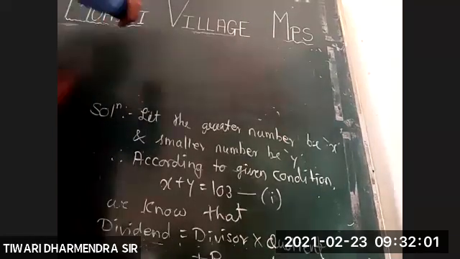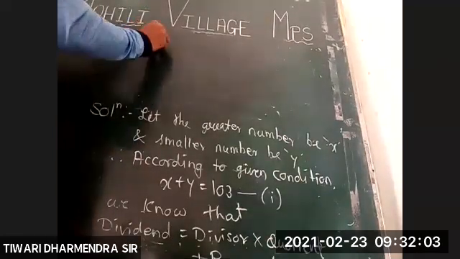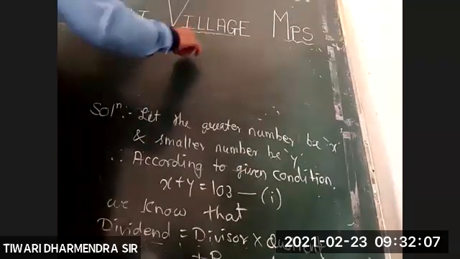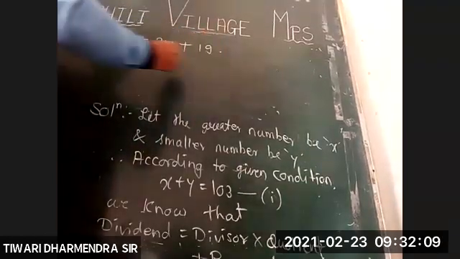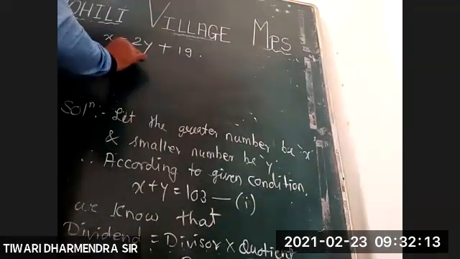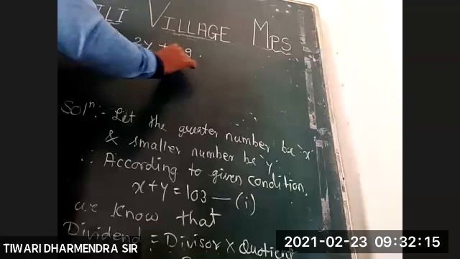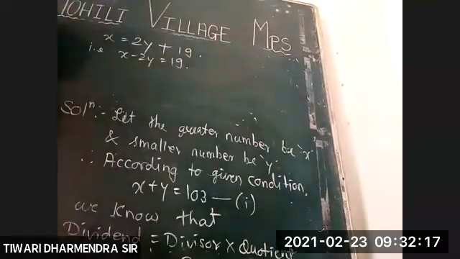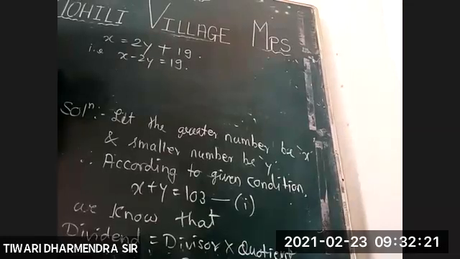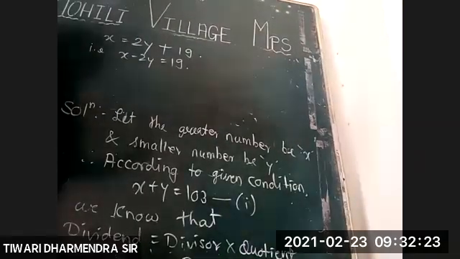If the greater number x is divided by the smaller number y, the quotient is 2 and the remainder is 19. That is, x minus 2y is equal to 19. This is my equation number 2.